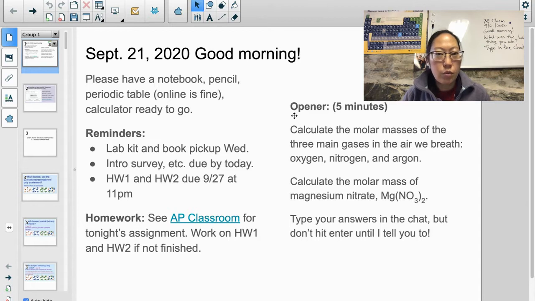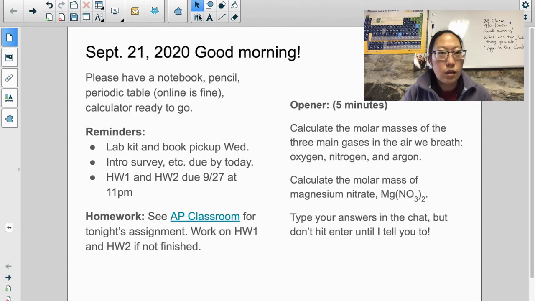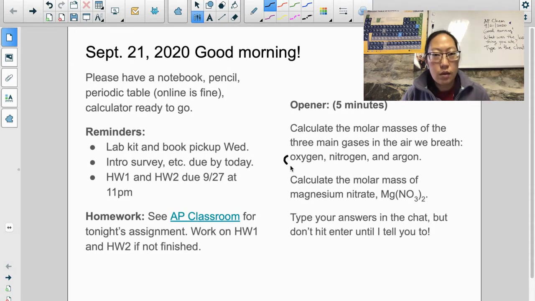So we'll start with the opener that we did today. In the atmosphere, we have oxygen. Oxygen is O2. If you look on the periodic table, oxygen has an atomic mass of 16. So 16 times 2 gives a molar mass of 32 grams per mole, which means that if you have 1 mole of oxygen, you definitely have 32 grams. This is the relationship between grams and moles.